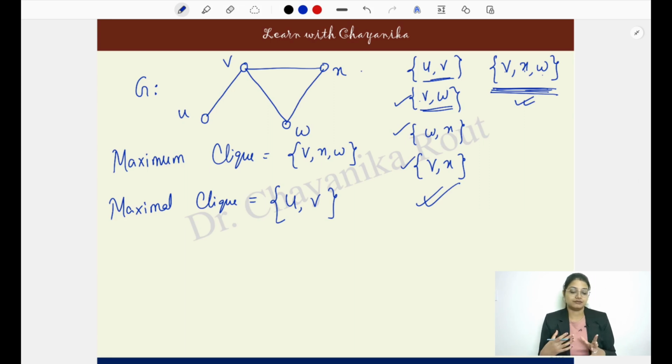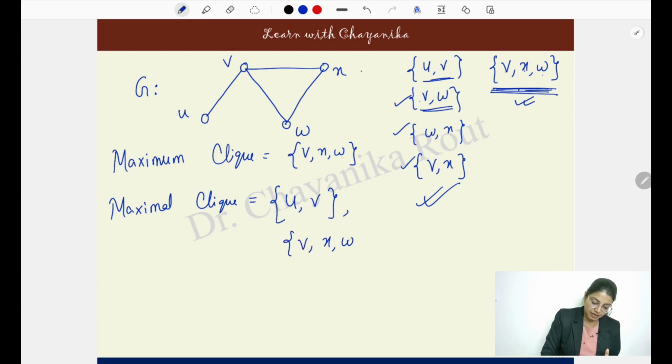And what about the maximum clique VXW? See, VXW is also a clique which has stopped extending any further. It is not contained in any larger clique because there is no clique of size 4 in this graph. So that clique itself is also maximal. So you will find every maximum clique is definitely a maximal clique, but all the maximal cliques need not be maximum cliques. So in short, a maximum clique is the clique of the largest cardinality, and maximal cliques can include cliques of different sizes. You have to only search for those cliques which are not contained in any larger clique.